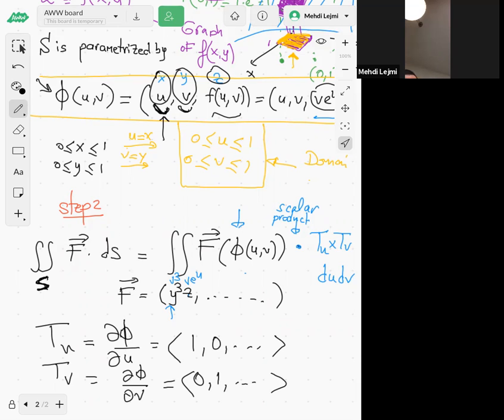And then you do the cross product of these two vectors, and you get this vector here. Then you take the scalar product with this vector field F along the surface S. And then there's this du dv. We said u is between 0 and 1, so the bounds here would be 0 and 1, and same for v. v is between 0 and 1. Right?